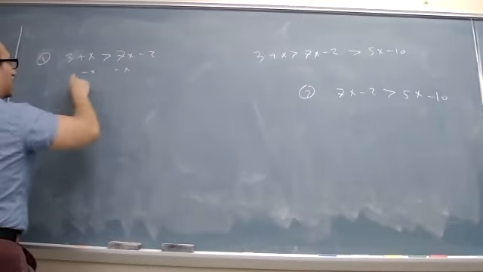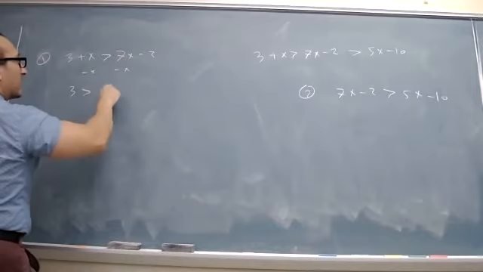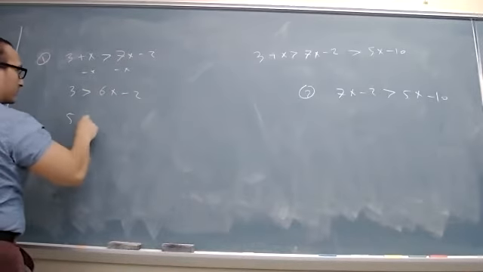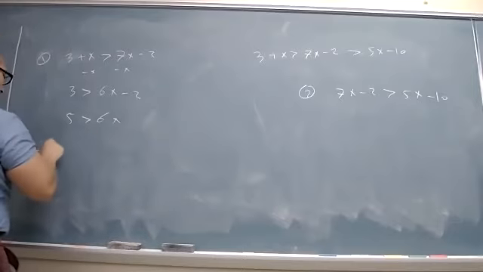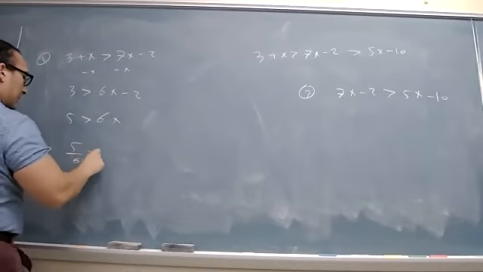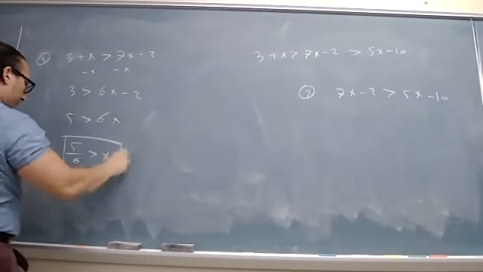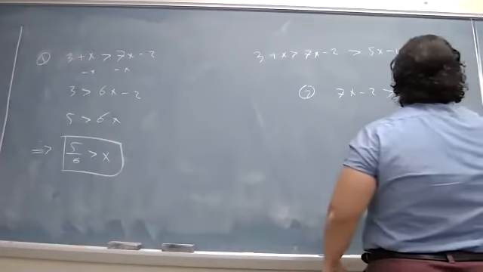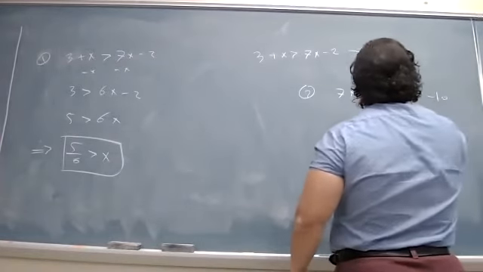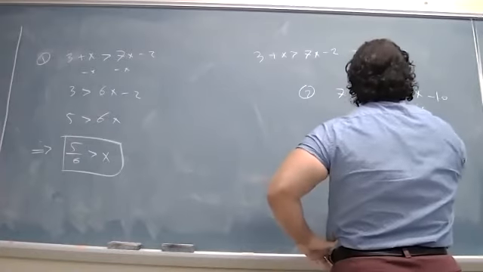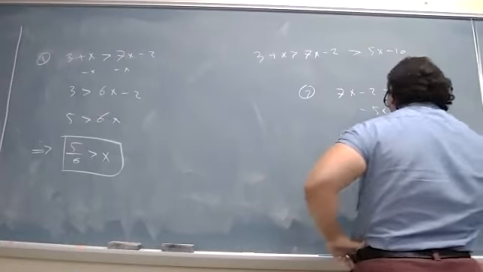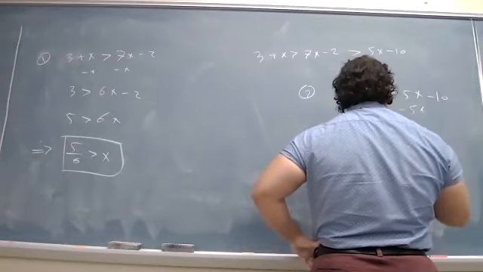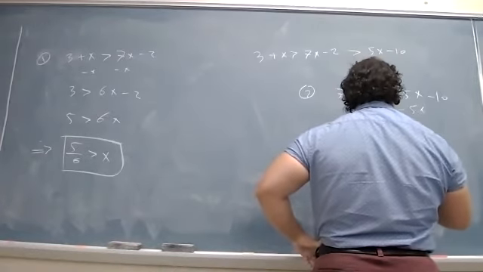Subtract the x, I get 3 is greater than 6x minus 2. Add a 2, so I get 5 is greater than 6x. This implies 5 over 6 is greater than x. Now let's move on to here. Let's subtract the 5x from both sides. I get 2x minus 2 greater than negative 10. So I add a 2 to both sides, and I get 2x is greater than negative 8. Divide by 2, I get x is greater than negative 4.